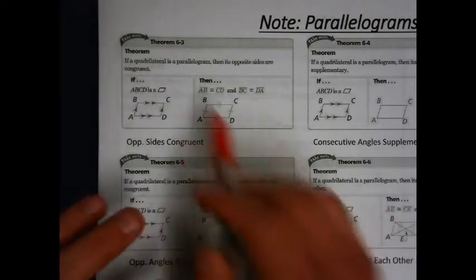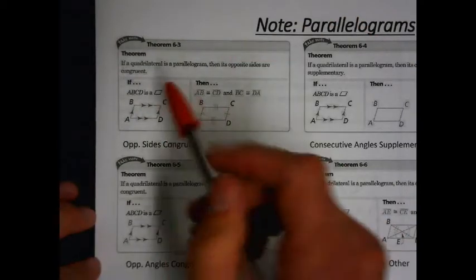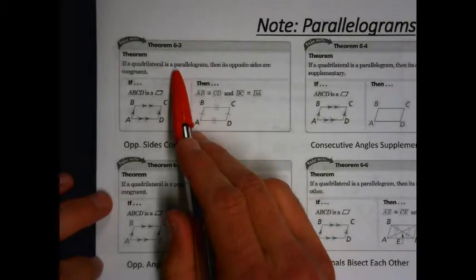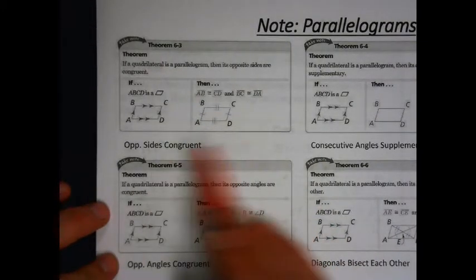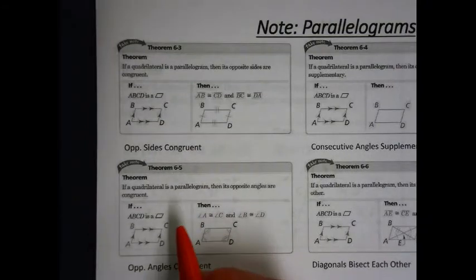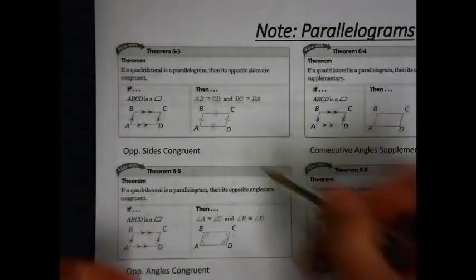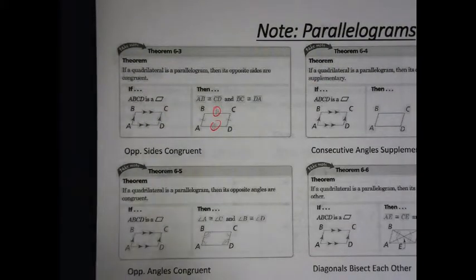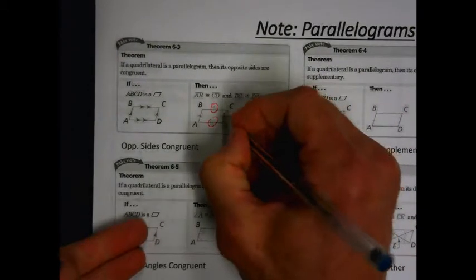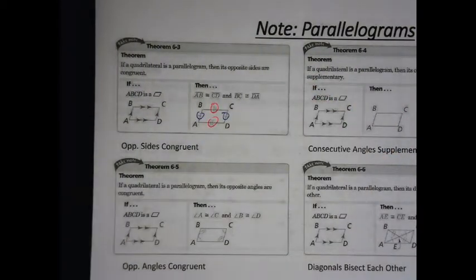Basically, if a quadrilateral, four sides, is a parallelogram, then opposite sides are congruent. So you got to know what opposite sides are. Opposite sides and opposite sides. So if we have a parallelogram in play, that means the opposite sides are congruent.